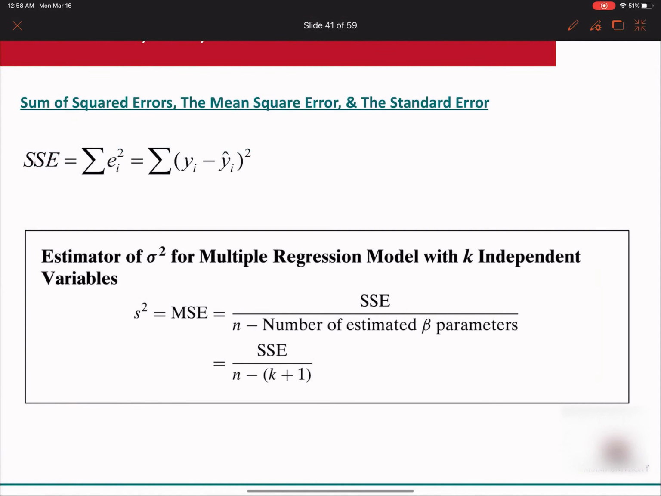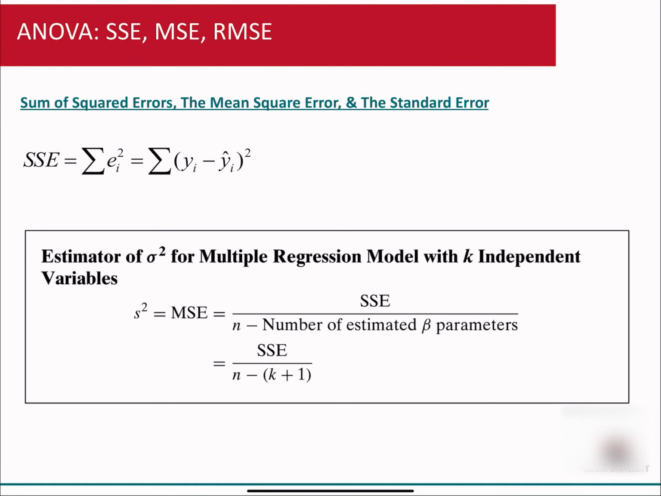All right, continuing on with the analysis of variance. Just to remind you, SSE, MSE, RMSE are quantities that will continue to represent what they did before in simple linear regression. SSE is the sum of the residuals squared. What that means is that you take the actual minus the predicted value, square that, and sum all of those. So that's the sum of the squared errors. The only difference is that y hat now is a combination of more than one predictor.